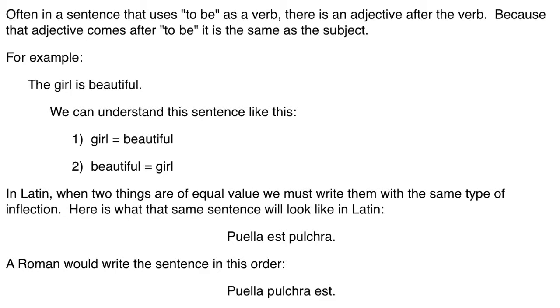The order of that sentence, puella est pulchra, is the same order that we would use in English, the girl is beautiful. But if a Roman were writing that sentence, he would write it like this: Puella pulchra est. That's a little bit different, but it means the same thing. The girl is beautiful.